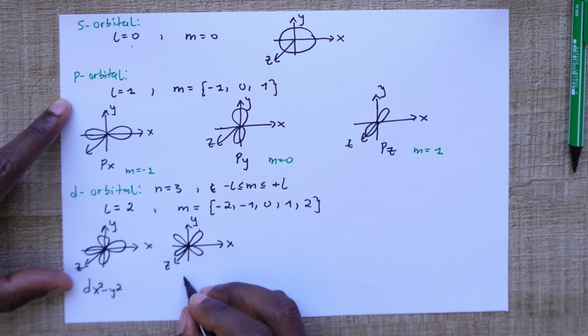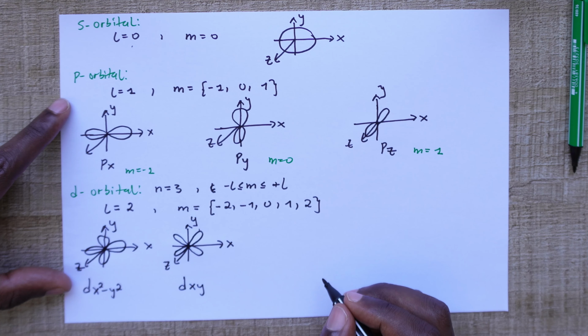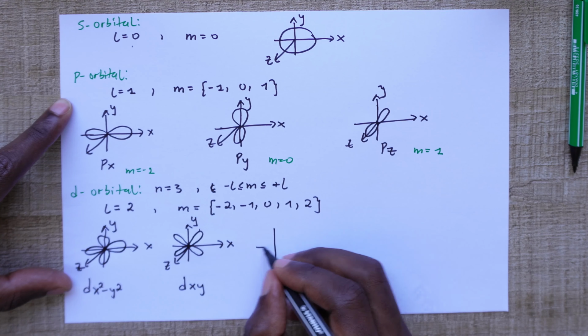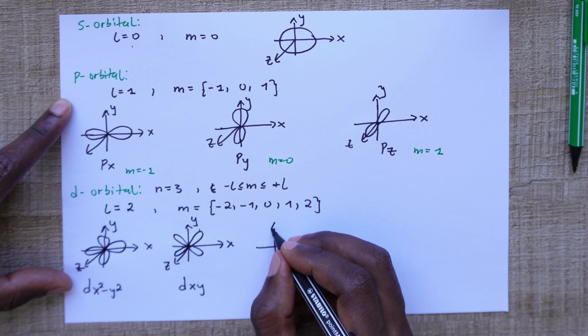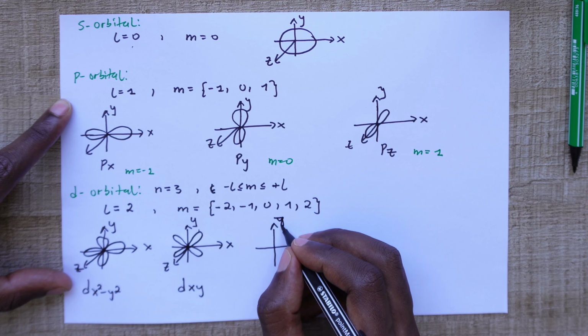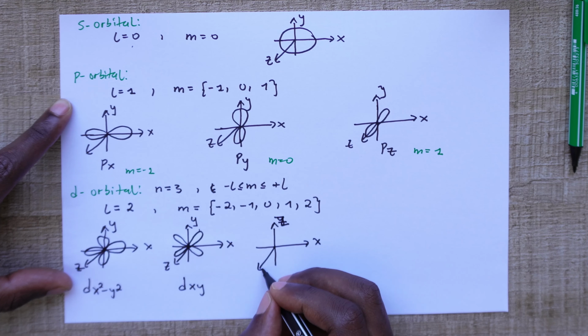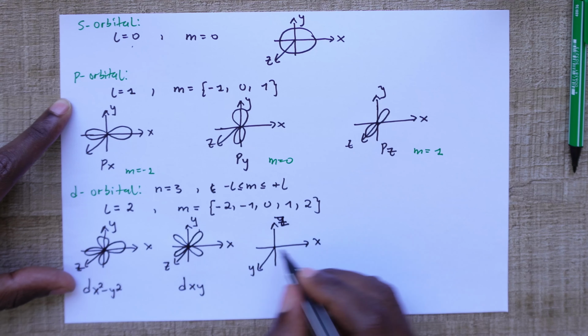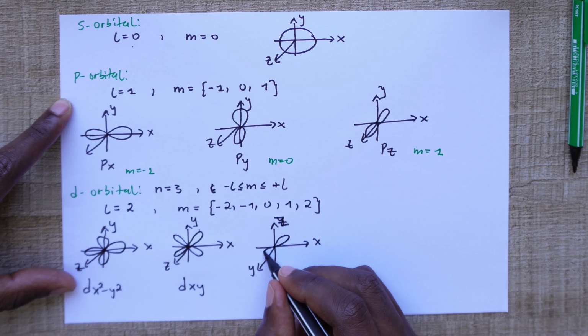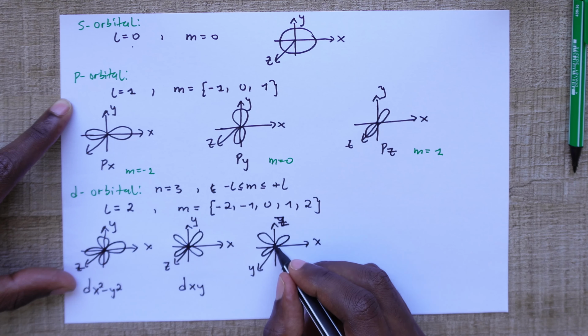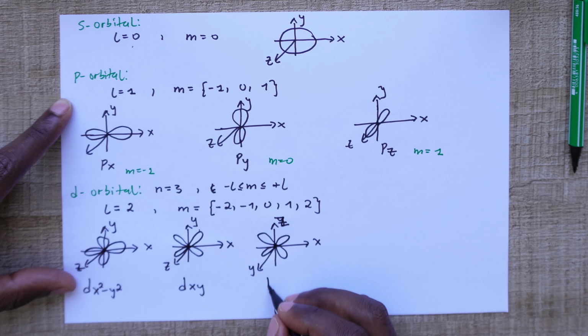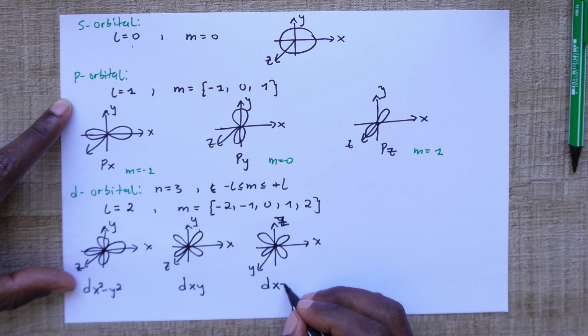In this case, this type of orbital is known as the dxy orbital. And then you can do the same for the other axes if you understand the trick. So let's say here is z and here is y. If the leaves are within the x and the z axis, then that's just the dxz.